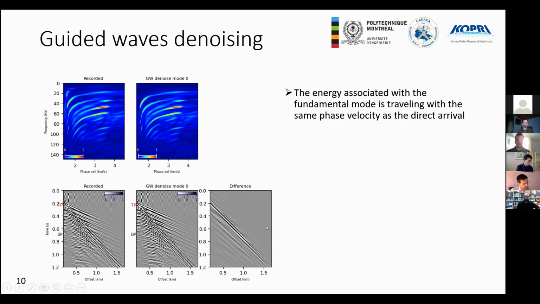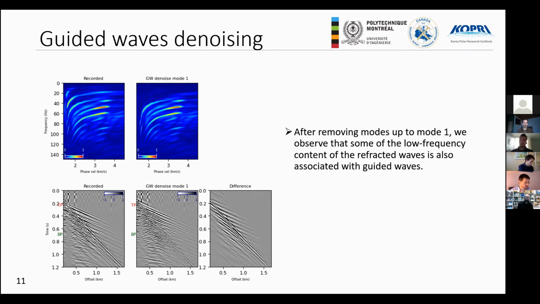After removing the fundamental mode, we can say that we remove energy that is traveling at the velocity of the direct arrival. After removing the mode number 1, this mode in here, we are not only removing the energy traveling at the velocity of the direct arrival, but also the energy that is traveling at the velocity of the refractive wave.